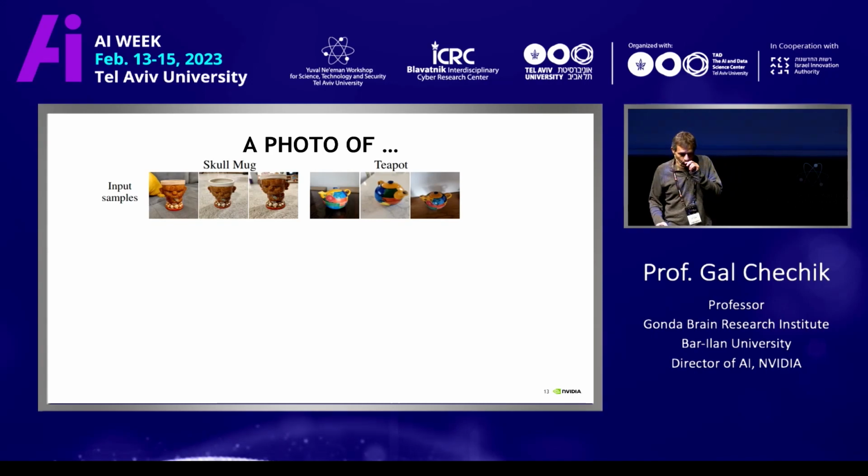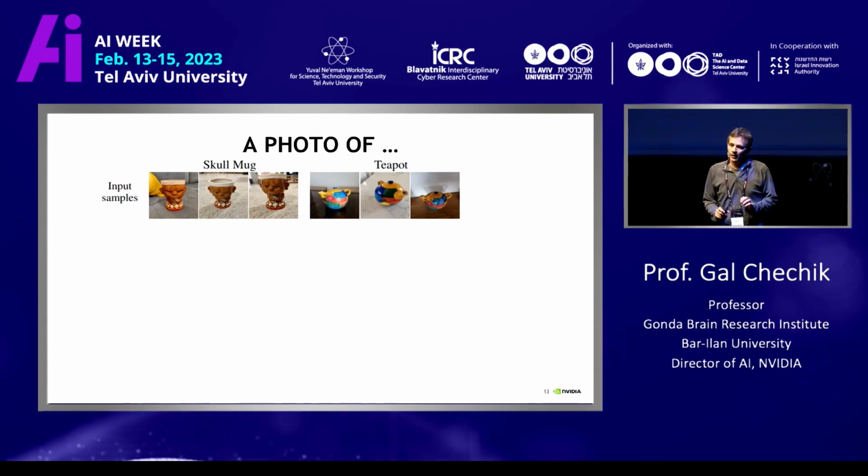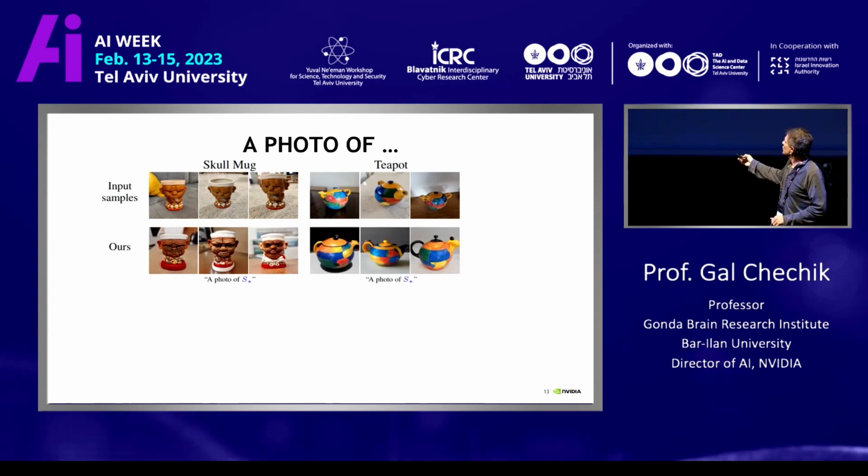I want to highlight one aspect of this work that I found surprising. First of all, note that we only learn a single vector, but still, this method can capture a lot of the complexity and the details of that specific object. Here's an example. Look at this teapot.